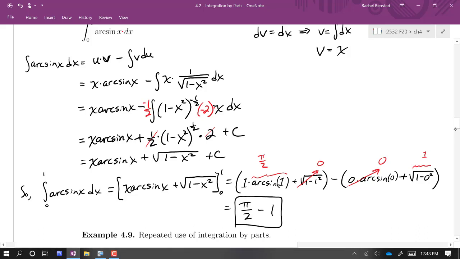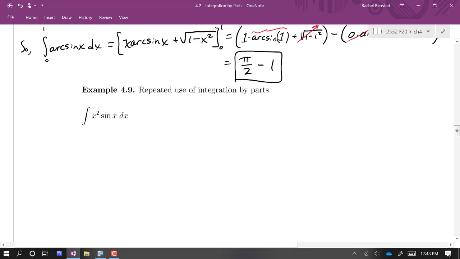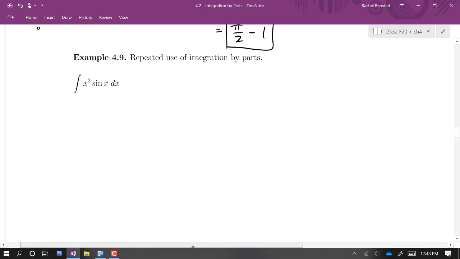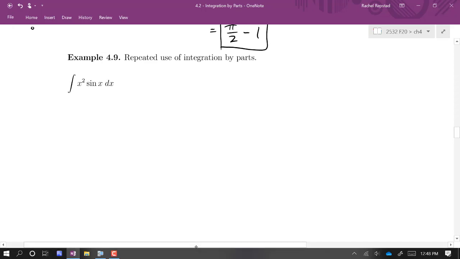Alright, let's do another one. As the introduction to this problem suggests, sometimes we might have to repeat the process. So I'm going to show you how that works here. Now, in this case, I'm going to go ahead and pick u equal to x squared. That does in fact get simpler when you take its derivative, and we know how to integrate sine. We know the integral of sine x.